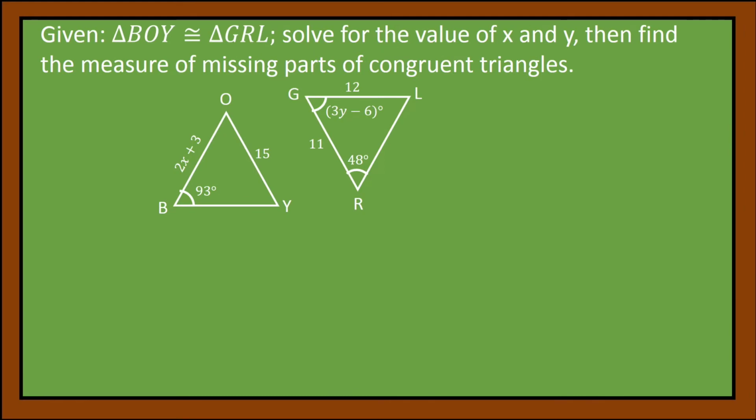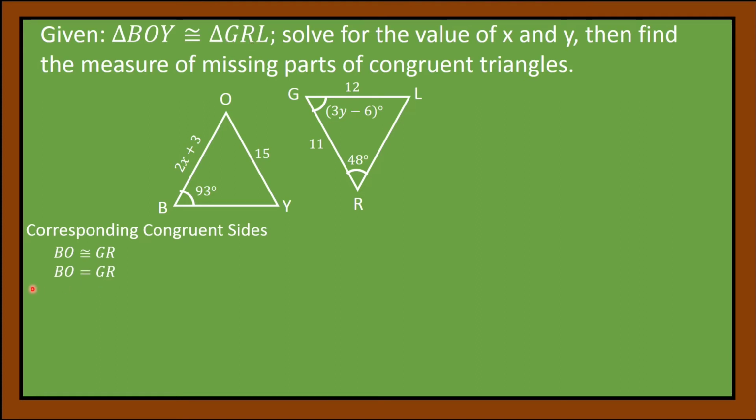For our last example, ang given natin ay triangle BOY is congruent to triangle GRL. Solve for the value of x and y. Then find the measure of missing parts of congruent triangles. Ito yung ating triangle BOY at triangle GRL. First, kunin natin ang corresponding congruent sides. Based sa ating given, we can say that side BO is congruent to side GR.